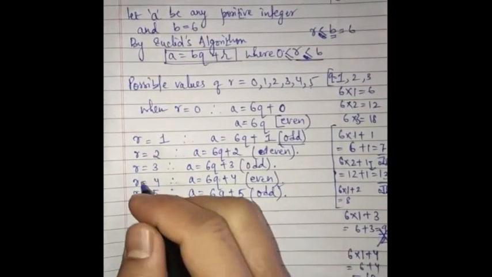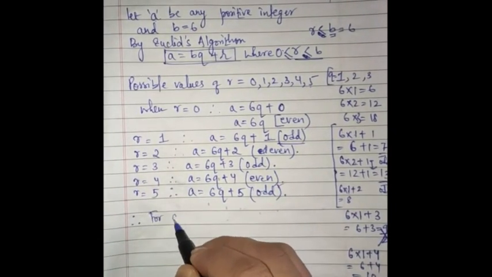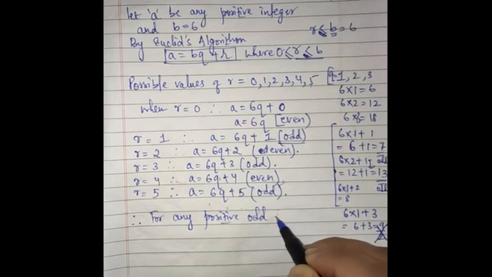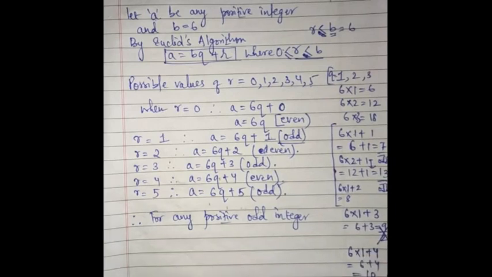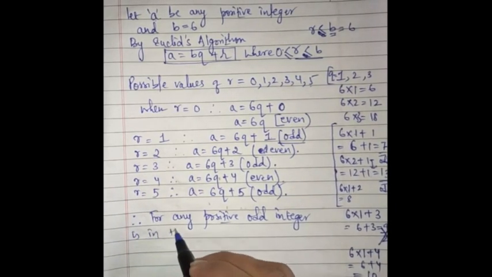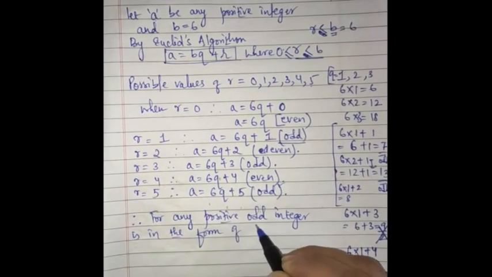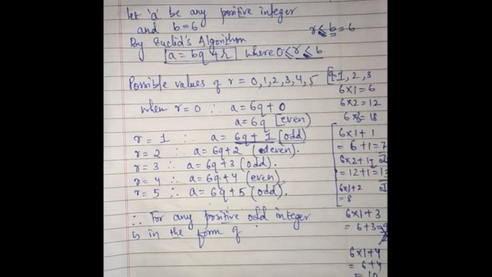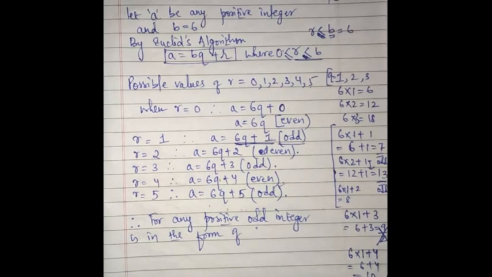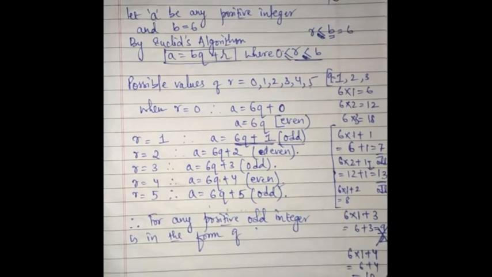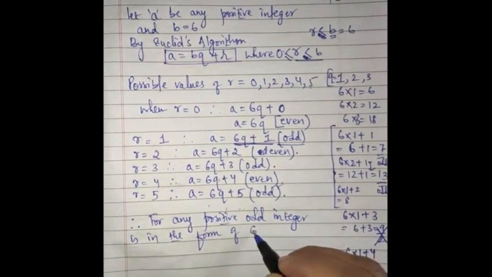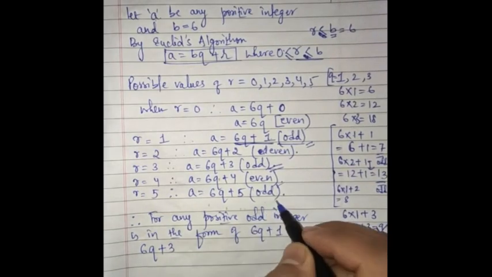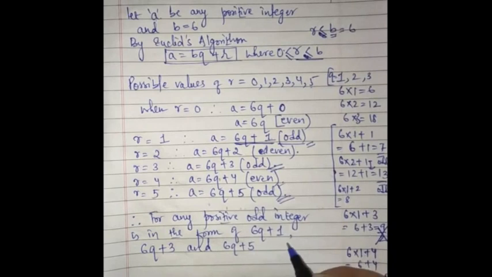So we have proved that, therefore we can write, any positive odd integer is in the form of 6q plus 1, we got this. For any positive odd, our q was some integer, and using that integer, if you are getting odd, then that statement, that positive odd integer, was shown, okay, proved, in the form of 6q plus 1, 6q plus 3, and 6q plus 5. Alright, I hope you have understood.